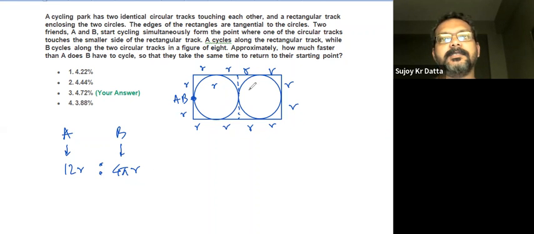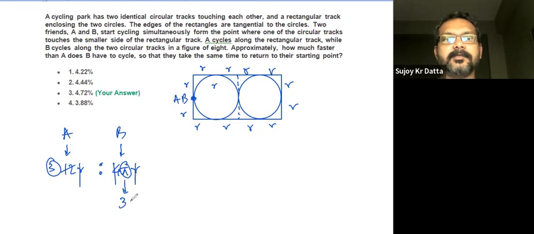Because they have to reach the starting point at the same time, if I cancel out the R, this is what we have. So 3 is to pi. A has to travel a distance of 3, whereas B has to travel a distance of pi, which is 3.14. So B has to have a higher speed than A.